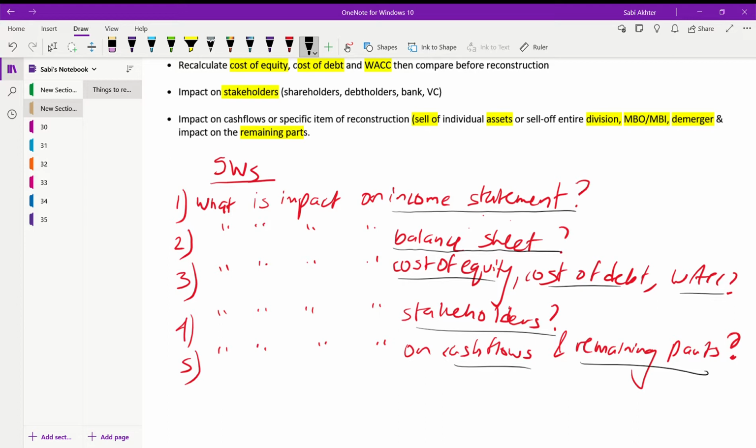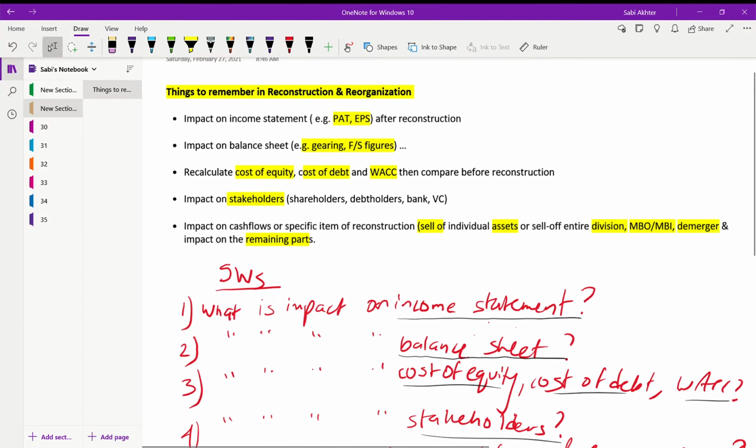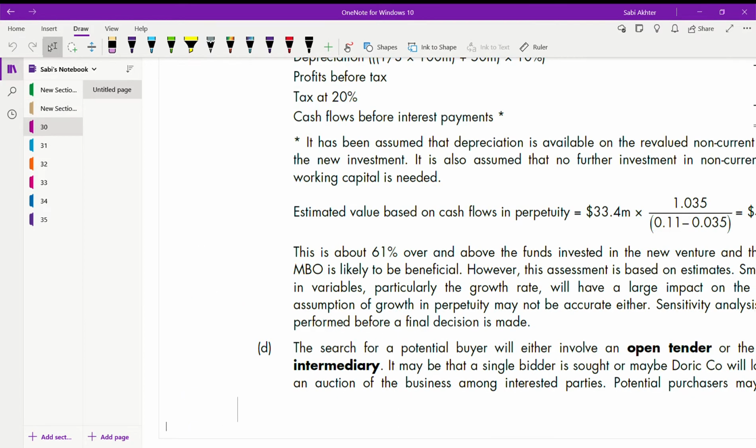With this, you just have to add that question, what is the impact? That's it. So that is the whole thing. Now I have finished. This is the summarization of your reconstruction and reorganization. Now can we go to the questions and see? I'm taking you through the questions to see how this question has been asked multiple times in different sittings, different past papers. Starting with question 30 because 30 is your first question. These questions are from your revision kit.